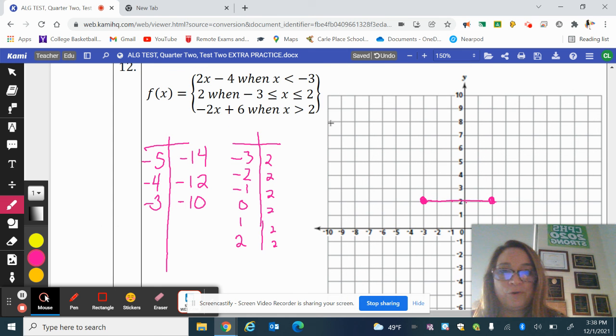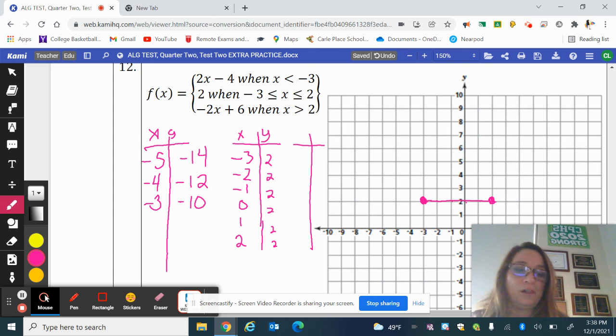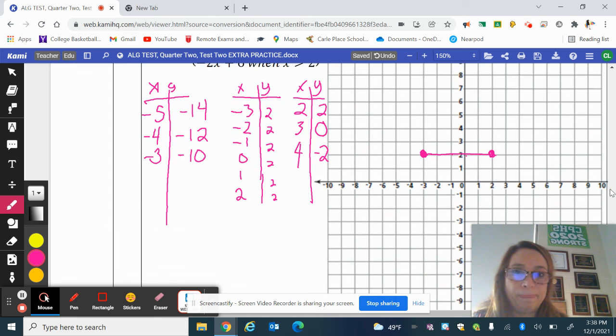Okay, now I'm going to make my third one. I'm going to put the X and the Y here just to make it better. You could also use different colors if that helps you. I probably should have done that for you to help you a little bit. So this is saying 2 and greater. So 2, 3, 4. Okay. So when I plug in a 2, that gives me 2. When I plug in a 3, that gives me 0. When I plug in a 4, that gives me -2. And you can put as many points as you want to help you. And you can also use your graphing calculator.